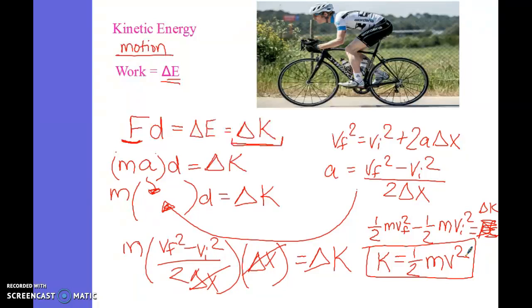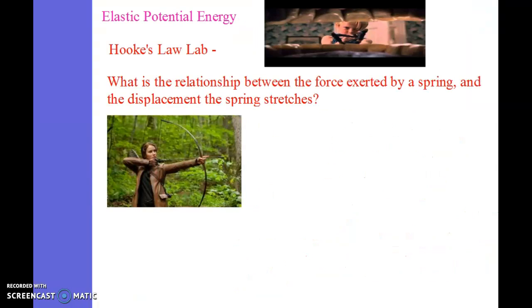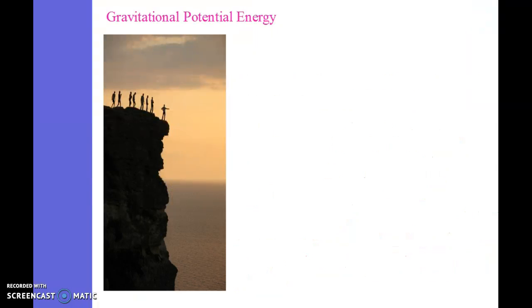Now, let's look at gravitational potential energy, not elastic. Okay, gravitational potential energy, again, we know force times distance equals a change in energy. Now, gravitational potential energy is U sub g. So here, if we talk about the force that is lifting an object or changing an object's state of motion, it's the force of gravity. So we have mg.